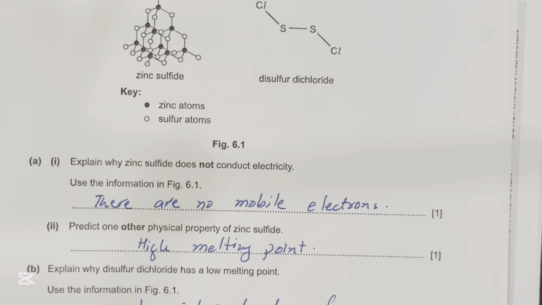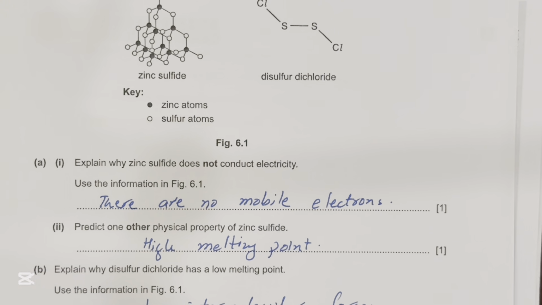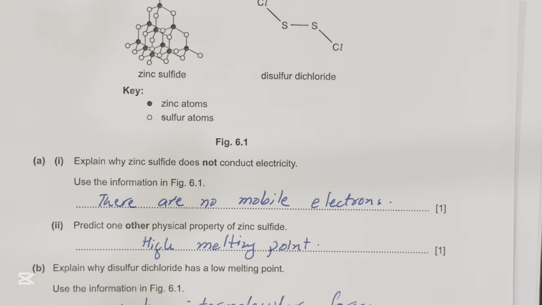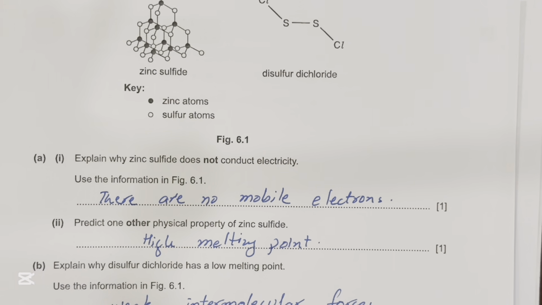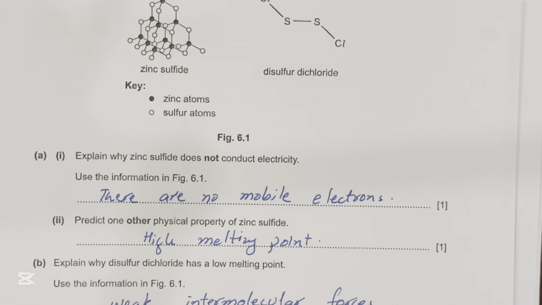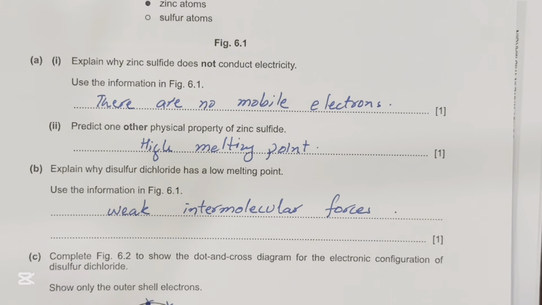It should have a high melting point because its structure is similar to diamond. Explain why disulfur dichloride has a low melting point. Use the information: because they have weak intermolecular forces, that's why they have the lower melting point.